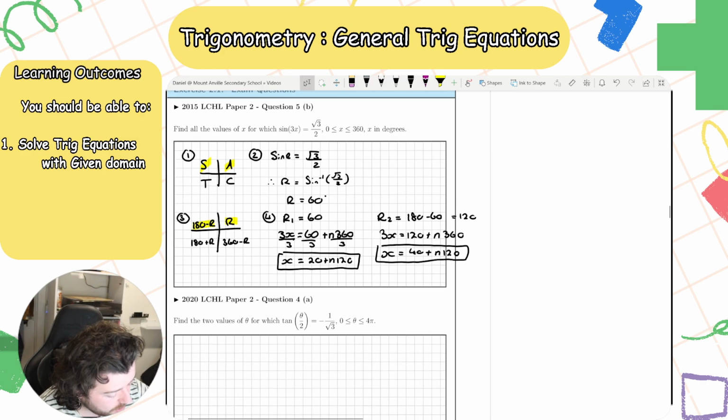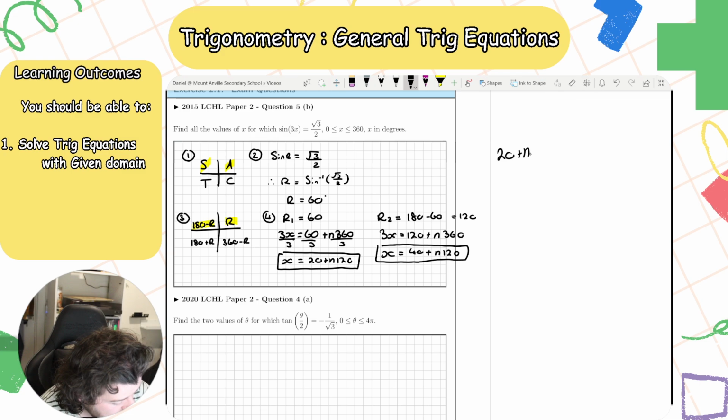So let's write up my general solution. I have x equals 20 plus n 120, and 40 plus n 120.